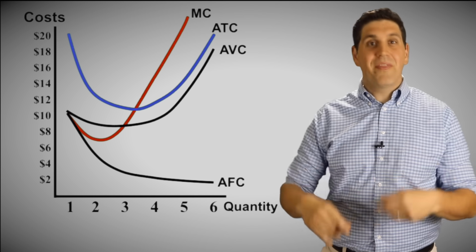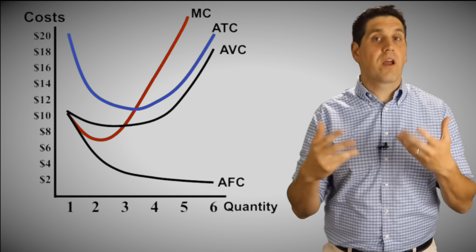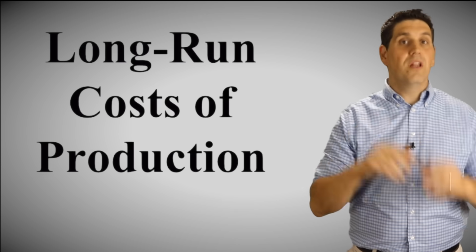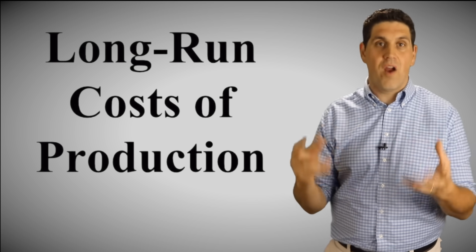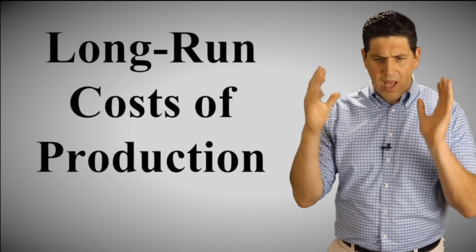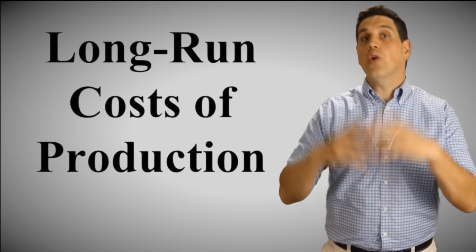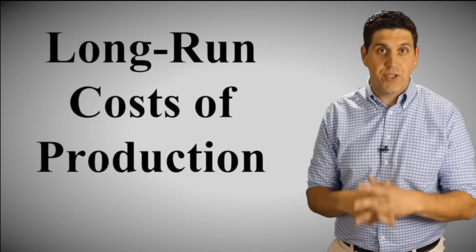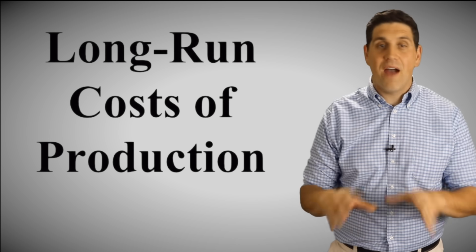Now, it's important to keep in mind that the cost curves I'm talking about are short-run cost curves, which is different than the long run. The long run is the idea that all resources are variable. In the short run, there's some resource that's fixed. In the long run, all resources are variable, so the law of diminishing marginal returns doesn't apply. Instead, we have a different graph and a different concept.